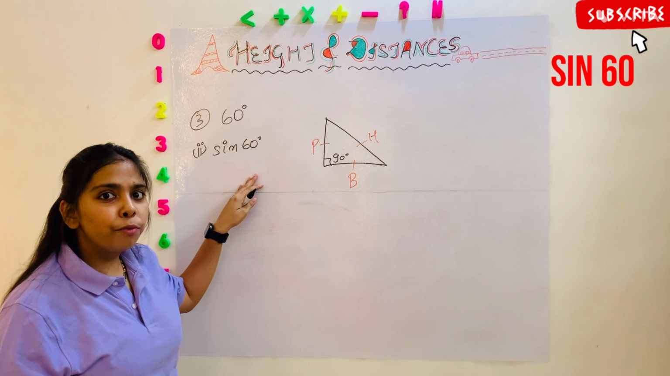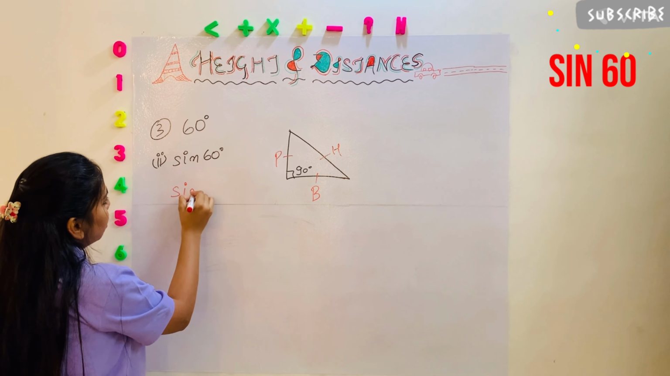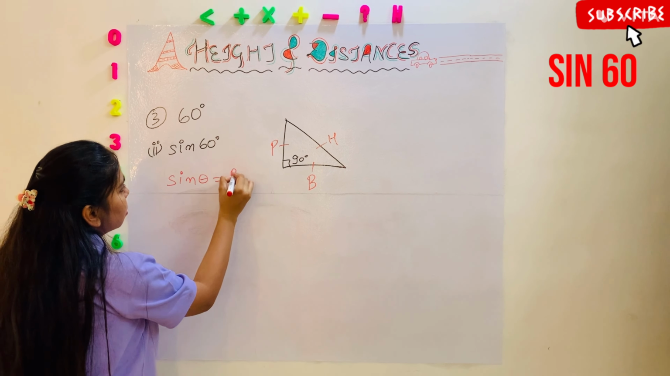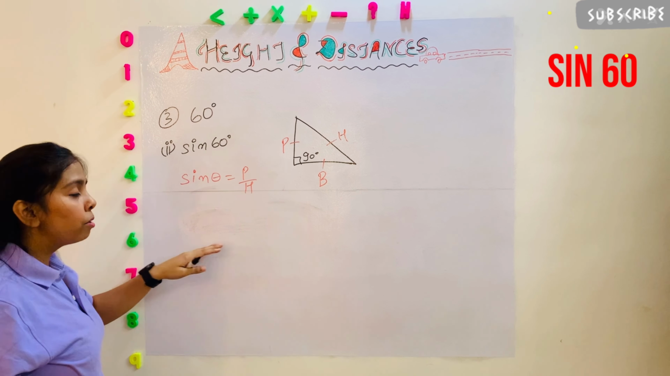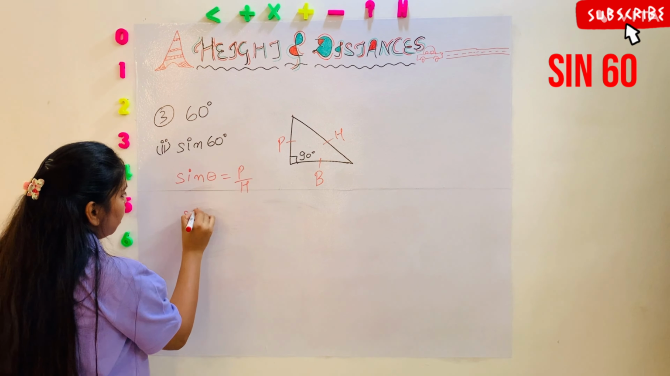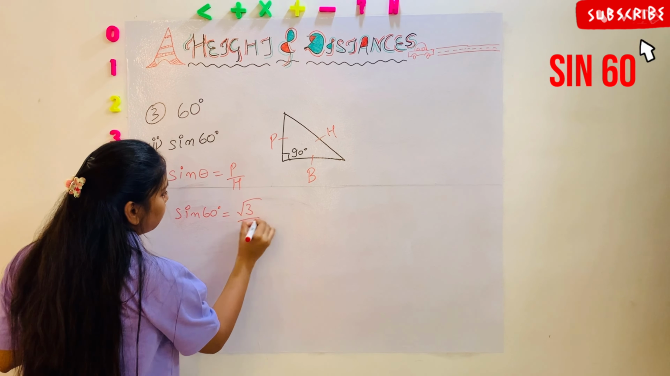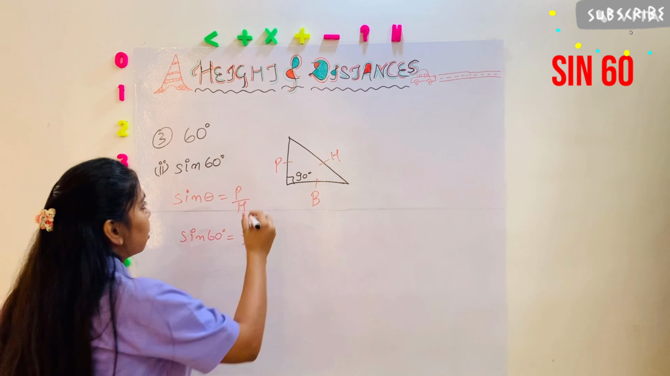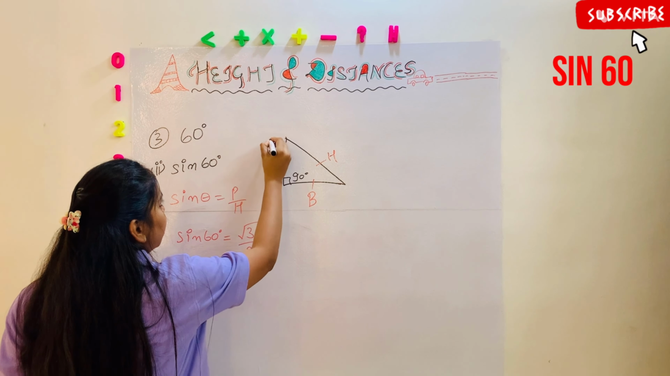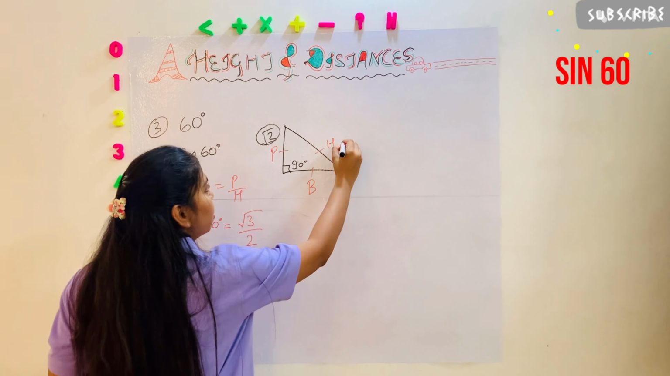So friends, next one is sine 60 degree. And what is sine theta? Sine theta is equal to perpendicular by hypotenuse. And the value of sine 60 degree is equal to under root 3 by 2. So here the value of perpendicular is under root 3, and the value of hypotenuse is equal to 2.